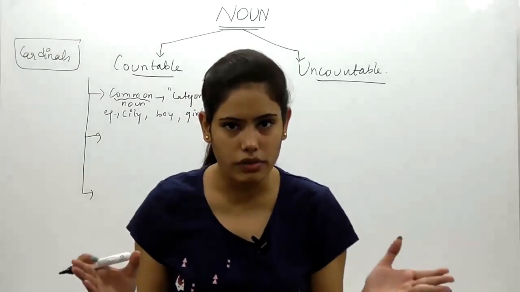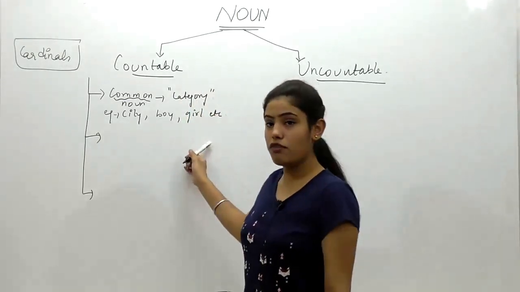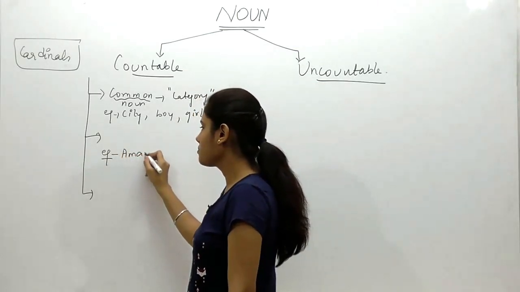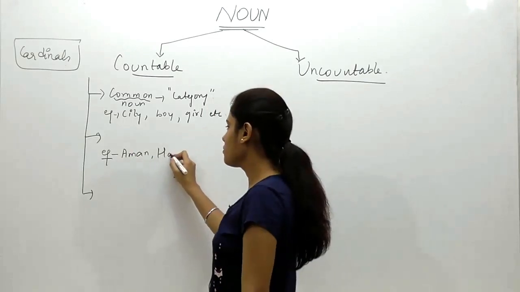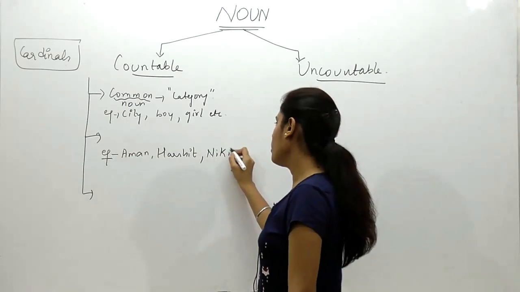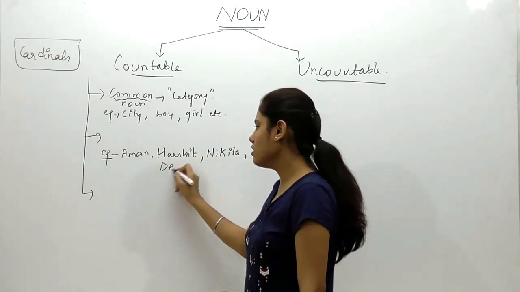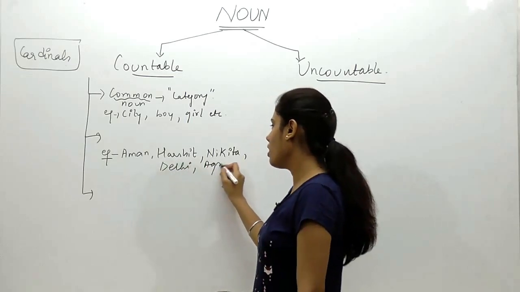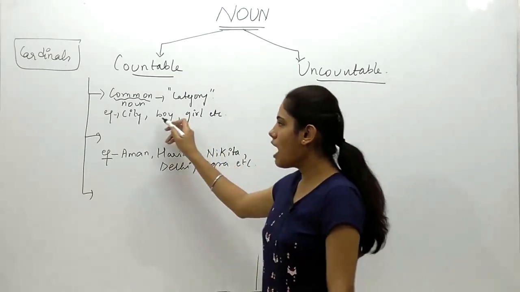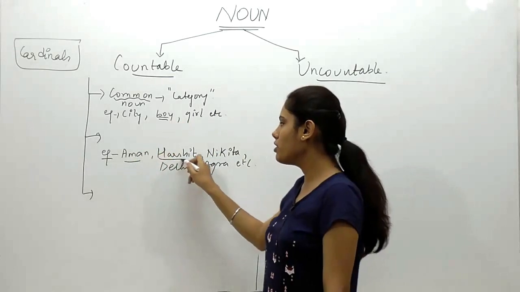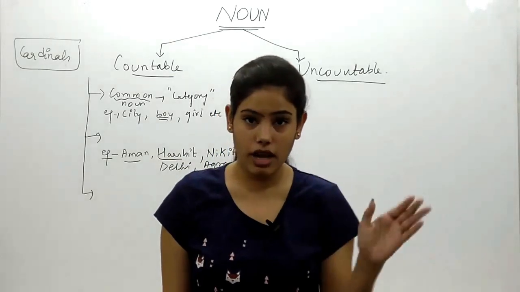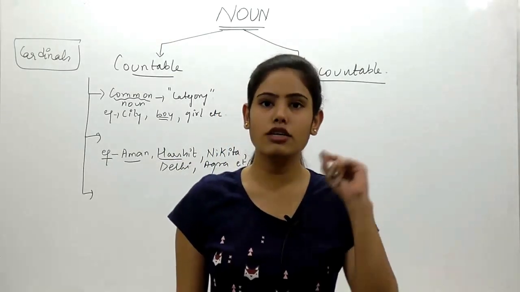Any means very much in common, right? Now, if I say boy and if I say Aman or I say Harshit or I say Nikita or I say Delhi, I say Agra, etc. Okay, if I take these examples, what have I done? I have taken a category and I have stated a particular name from that category. Boy, it can be any boy. I'll repeat again. It can be any boy. That is a common noun.